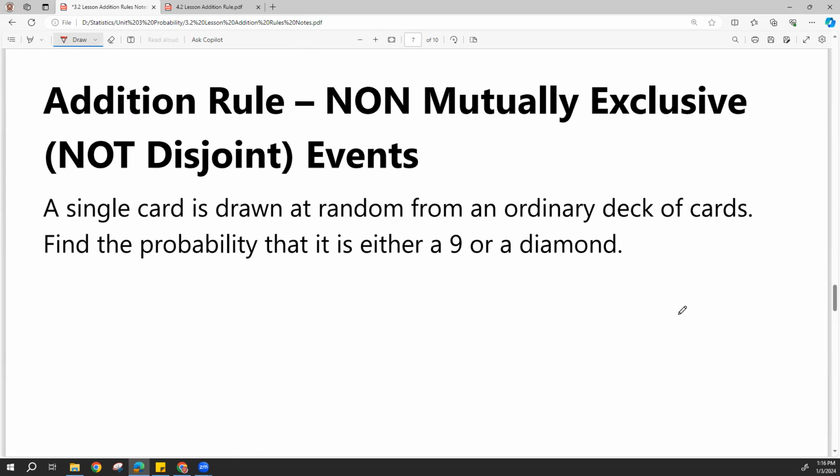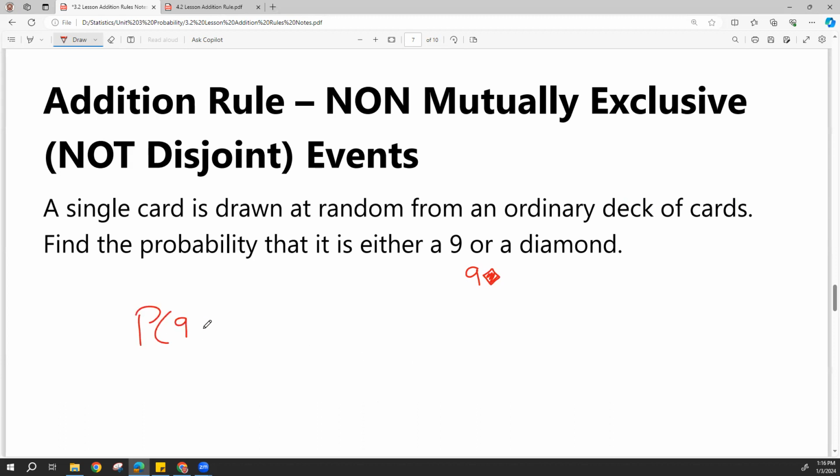So we have a deck of cards. Apologies to those of you who aren't familiar with the cards, but I have some you can borrow if you want to take a look at them. We want to know the probability if we draw 1 card, it's either a 9 or a diamond. Well, we can have some overlap, which is a 9 of diamonds. That's my best diamond.